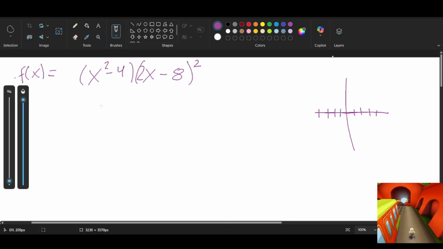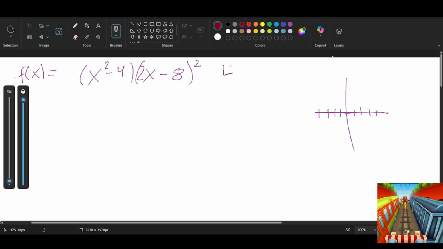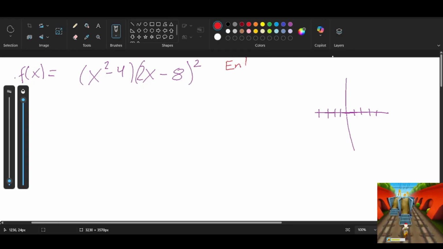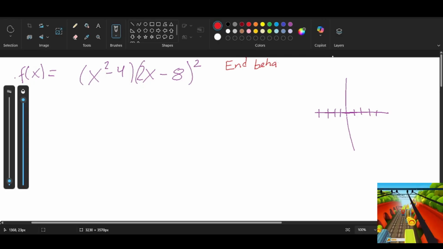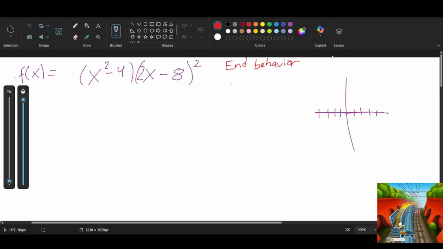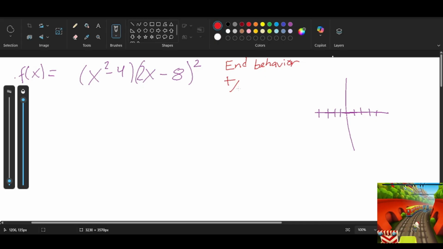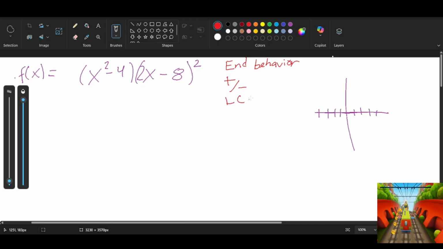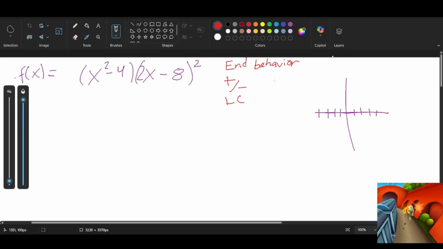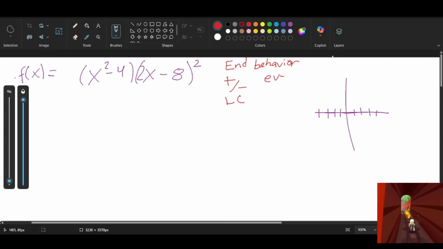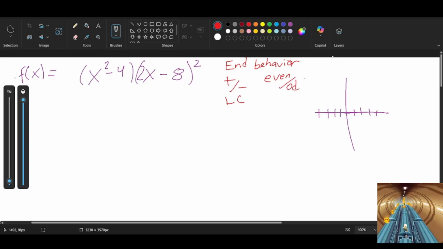If I want to graph this, I know I need a few things. I need my end behavior. Is it a positive or a negative leading coefficient? You remember our 4 different graph shapes with our chart? Those are important. I also have to know, is it an even versus odd degree? But that's not it.